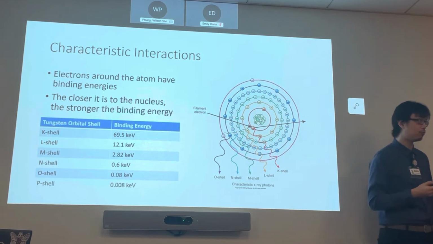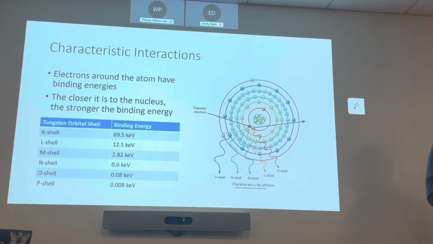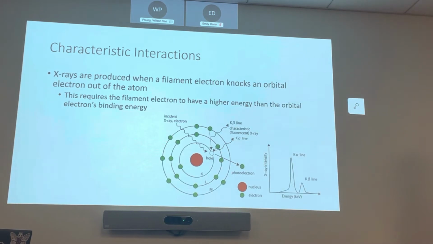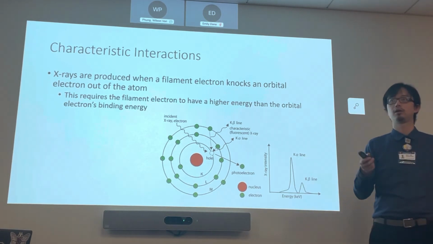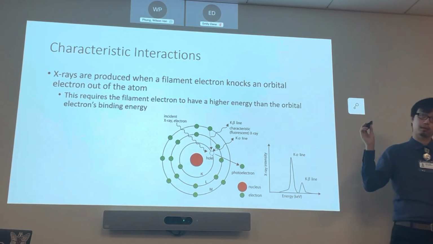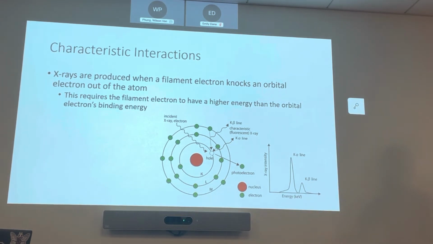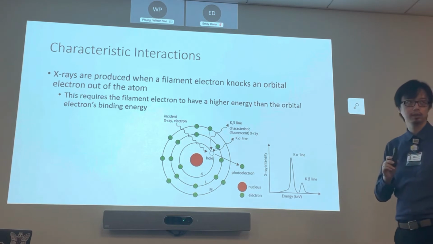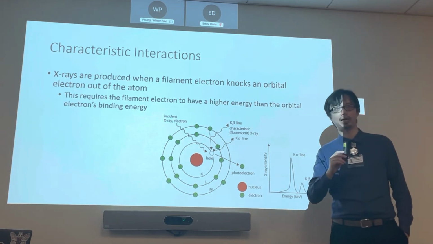So, our focus is going to be on this innermost electron for characteristic interactions. These happen when X-rays knock out an orbital electron from the atom. The electron which comes in from the filament must have a higher energy than the electron's binding energy.